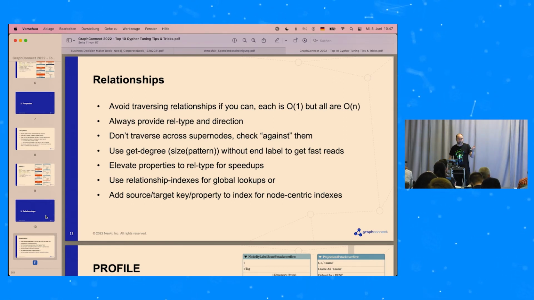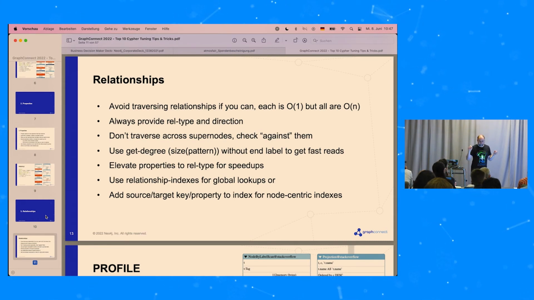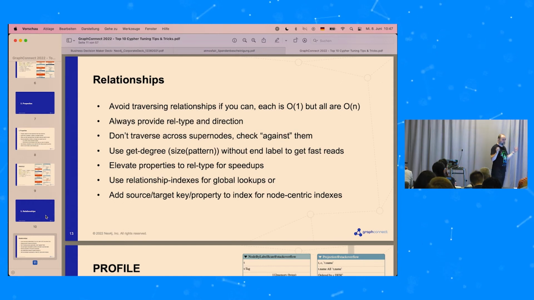And one good recommendation for supernodes as well: don't query across supernodes.